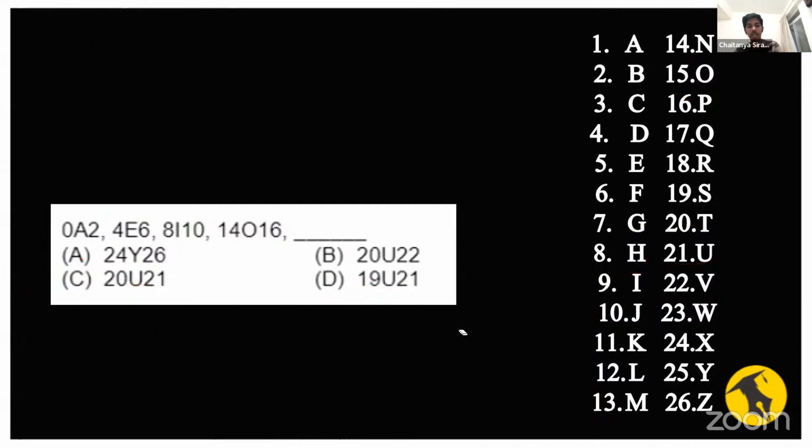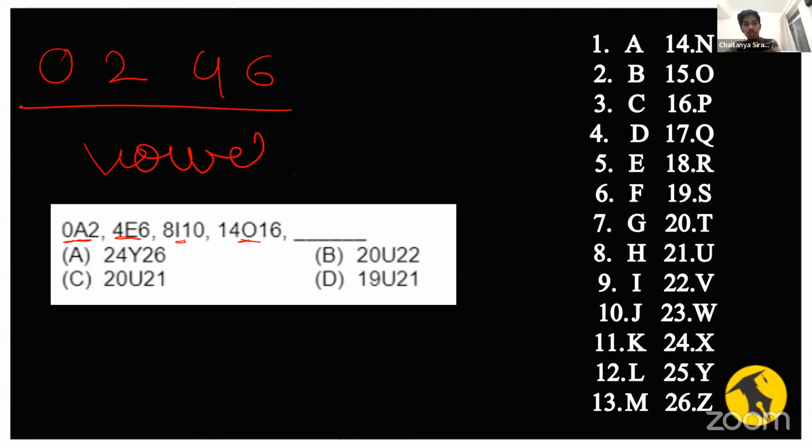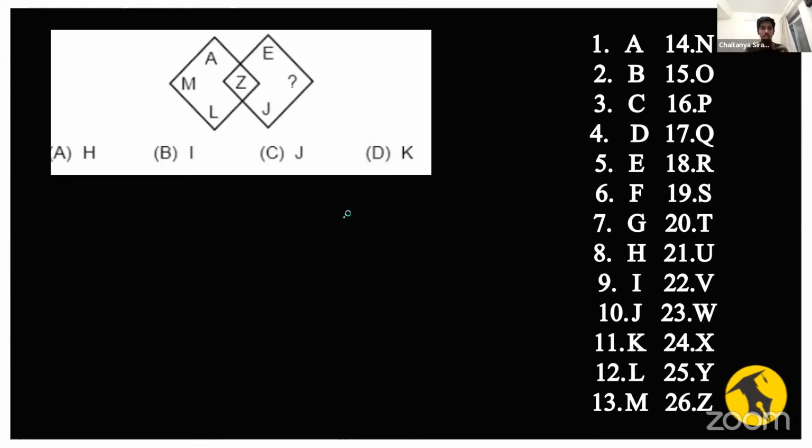I'll repeat the question quickly. We saw 0, 2, 4, 6, so all should be even. For A, E, I, O, U, it is vowels. So the next term should be U, and these letters are sandwiched with their corresponding numbers. So here it should be 20, U, 22, which is option B. All right, let's move to next question.